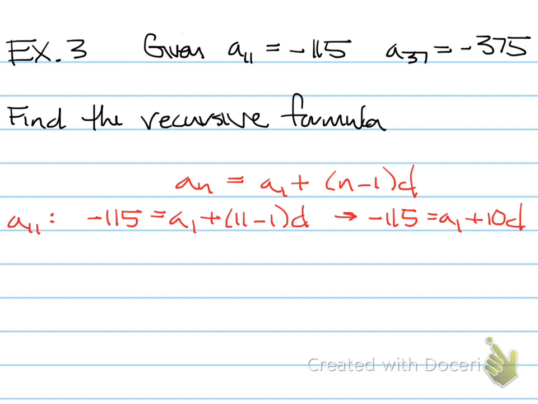We're going to do the same thing for the 37th term. The 37th term is negative 375. So we would write that equals a sub 1 plus 37 minus 1, the 37th term minus 1, times d, the common difference.